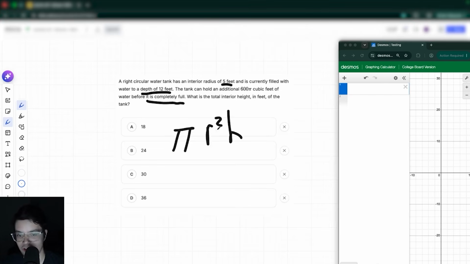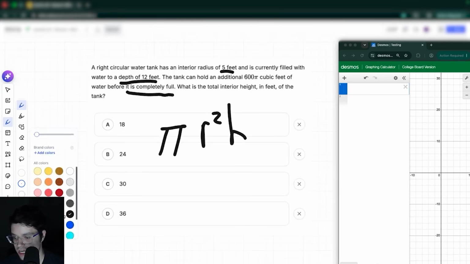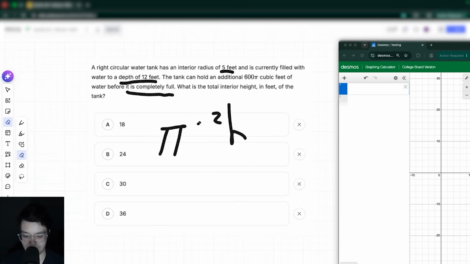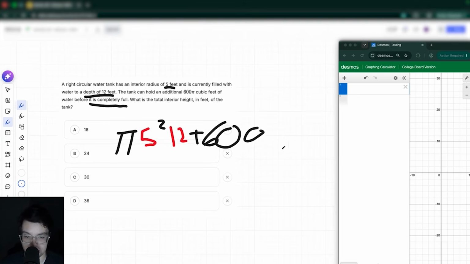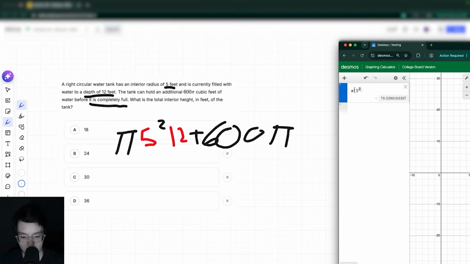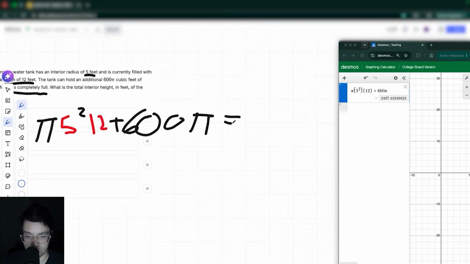Let me fill in each of these with the information we've been given. The radius is 5, so I put 5 there. It says a depth of 12 feet, that's the current height, so I put 12. Now the other information is that you can add 600 pi to it, and only then will it reach the top. So let's first solve this: pi times 5 squared times 12, and then we add 600 pi to that. We get this 2827 number, so that's what it equals.